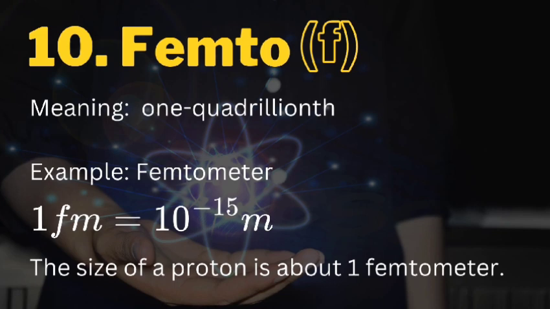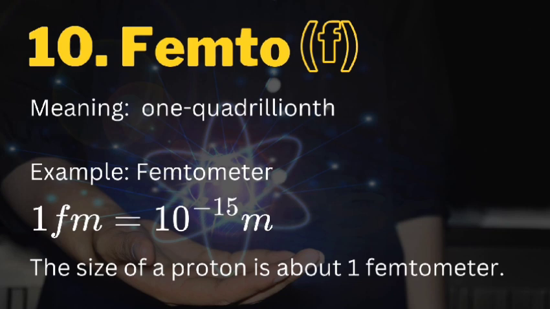The last one is femto, meaning 10 raised to power minus 15, that is 1 quadrillionth. For example, femtometer. 1 femtometer is 10 raised to power minus 15 meters. The size of a proton is about 1 femtometer.